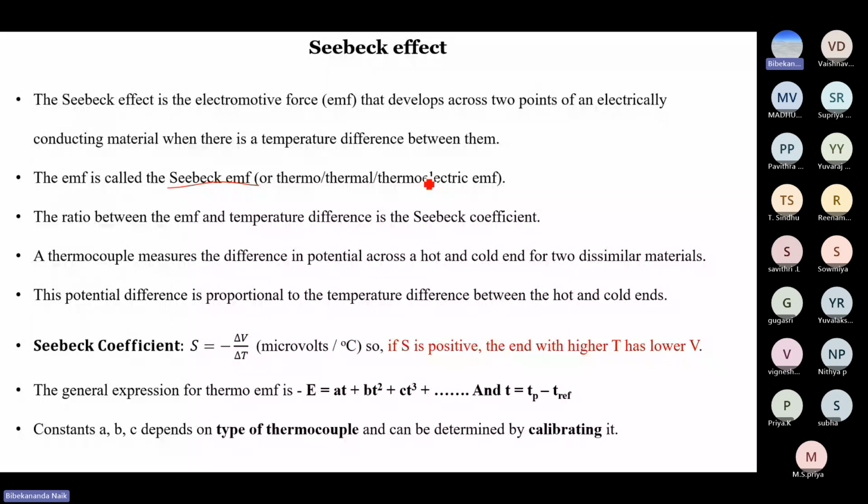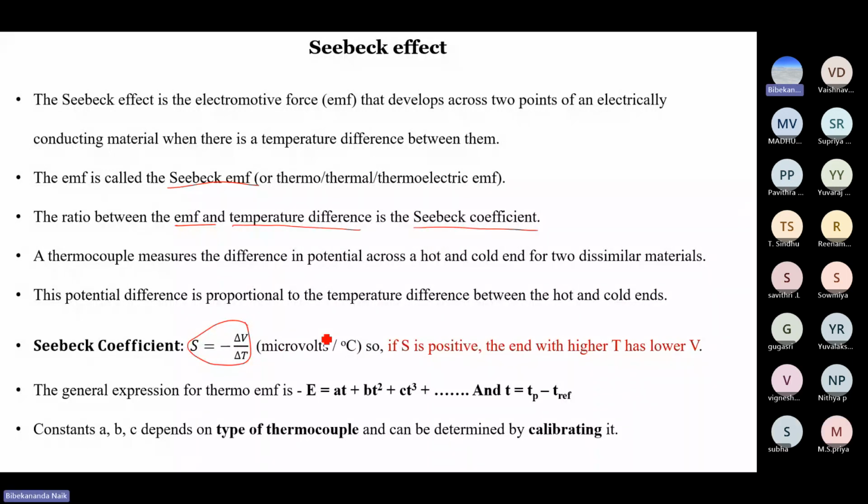So Seebeck coefficient is defined as the ratio of developed EMF to the temperature difference. You can see this is the formula for Seebeck coefficient: S equals minus dV by dT, and the unit is microvolts per degree Celsius. And it is obvious because the voltage developed will be very small when you compare it with the change in temperature. So a thermocouple measures the difference in potential across the hot and cold ends, and this potential difference is proportional to the temperature difference between the two ends.